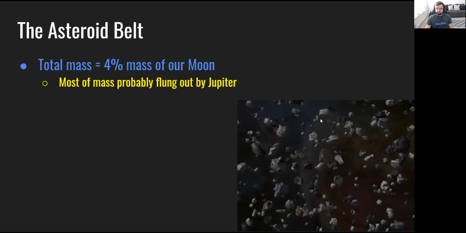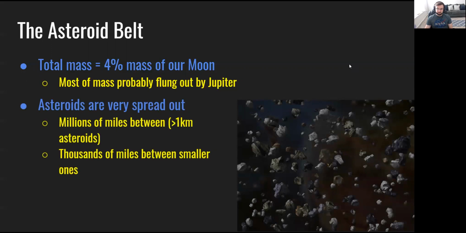This is how you guys often think of the asteroid belt and are shown it, I'm sure. This, though, is really incorrect. The asteroid belt is really sparsely populated. Asteroids are very spread out. The biggest ones, millions of miles apart. And little ones, even then, they're thousands of miles away from each other.